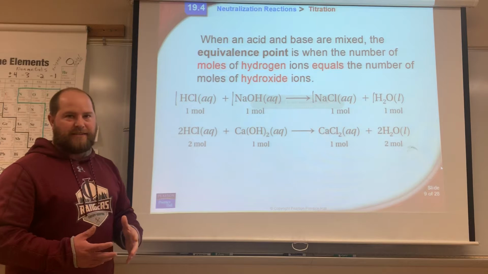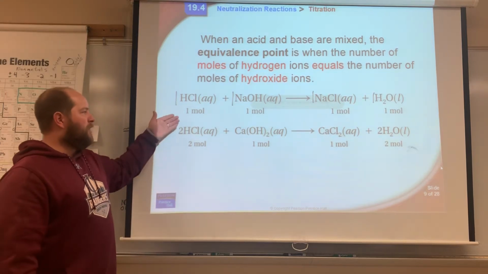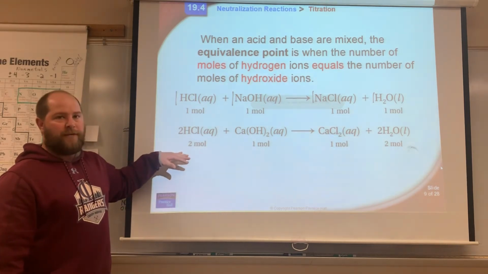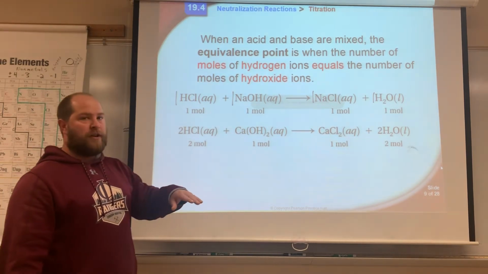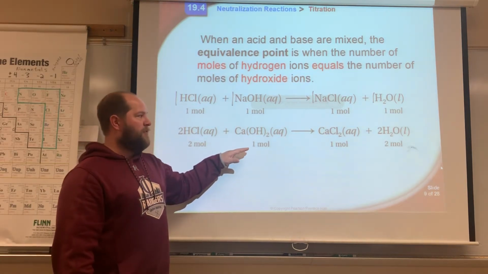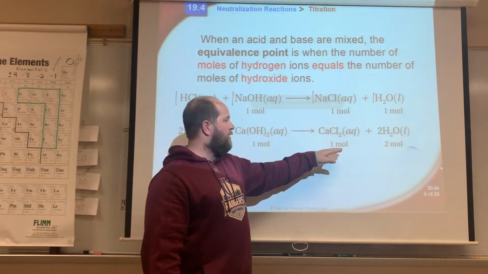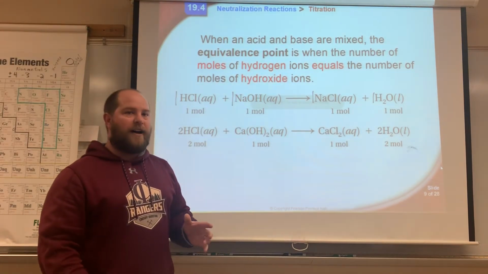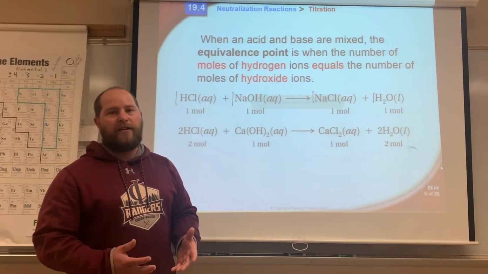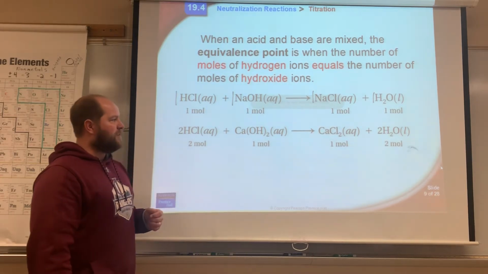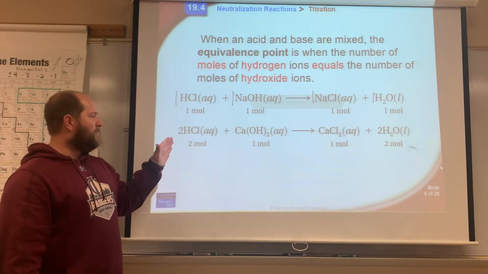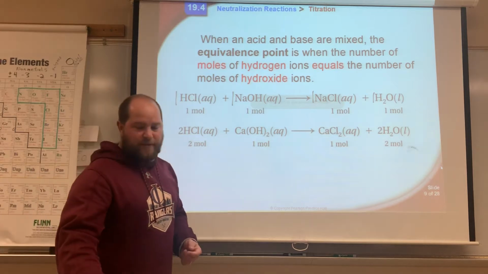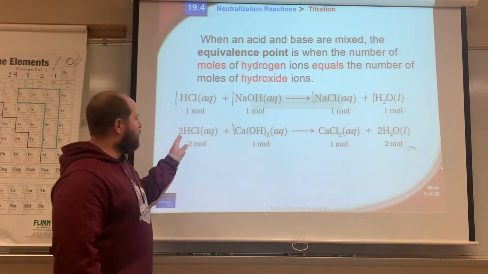Okay, it's not always as simple as 1 to 1 to 1. Because if you look at this example, it's going to take 2 moles of hydrochloric acid to neutralize 1 mole of calcium hydroxide. And that will end in 1 mole of calcium chloride being formed and 2 moles of water. So it's not always as simple as a 1 to 1, like I showed you guys there with the titration example. Sometimes it takes 2 to 1, and that will just be from writing your balanced chemical equations. As you can see right here, it's a 2 to 1.